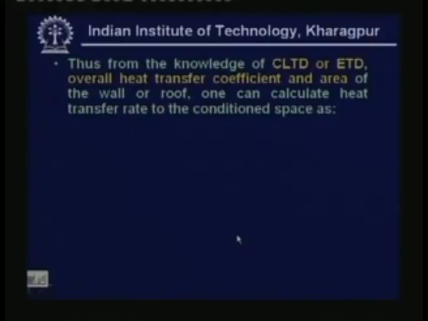And thus, from the knowledge of CLTD or ETD, overall heat transfer coefficient and area of the wall or roof, one can easily calculate the heat transfer rate into the conditioned space as Q in is equal to UA into CLTD or UA into ETD. So, CLTD value we get from the table, U value we calculate from the specification of the wall, and A is the surface area of the wall.